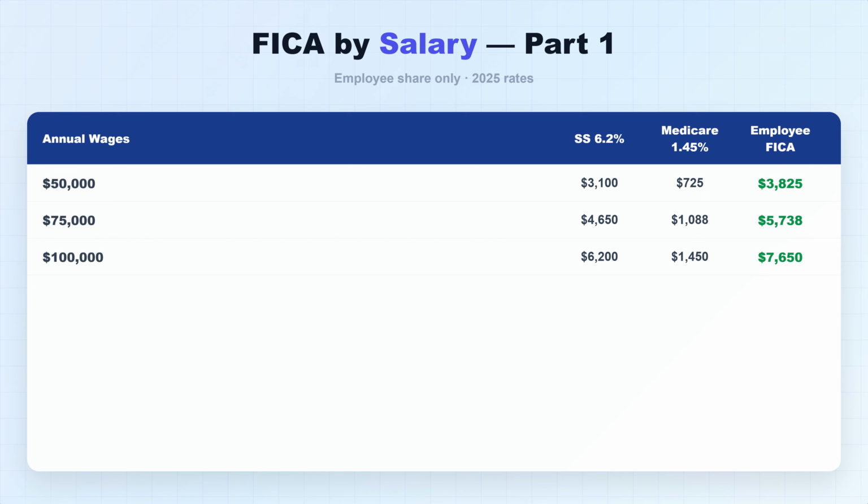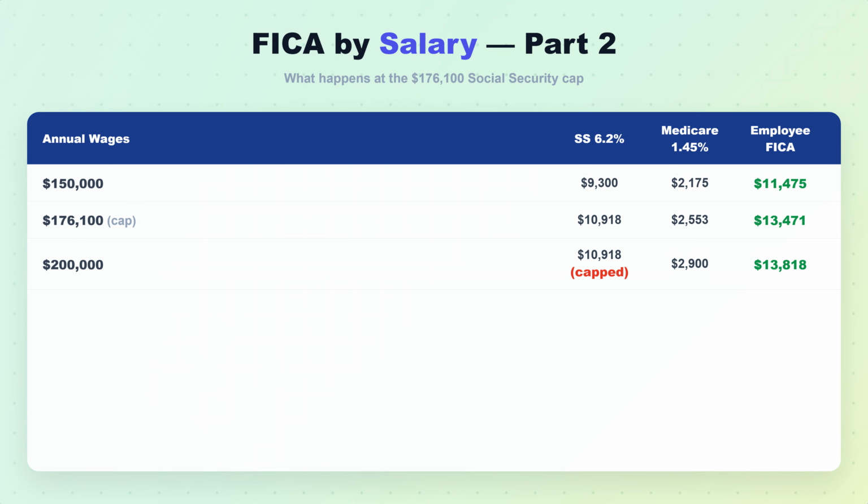Let's look at FICA across a few salaries, employee share only, using 2025 rates. At $50,000, Social Security is $3,100, Medicare is $725, total FICA $3,825. At $75,000, total FICA $5,738. And at $100,000, total FICA $7,650. Notice it just scales up steadily as wages rise.